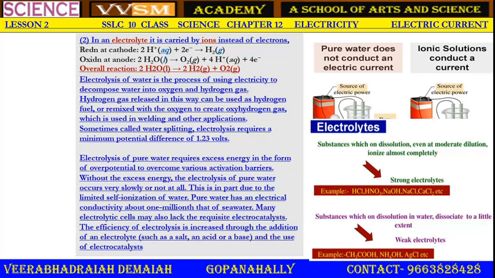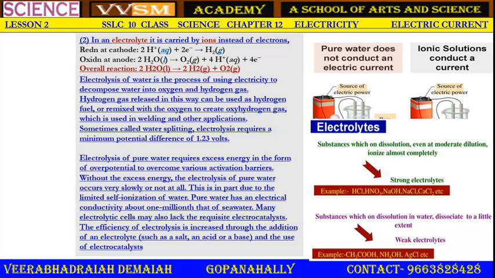You know, my dear friends, why we have to add acid, base, or salts to the water is that pure water does not conduct electricity or electric current. So to make it conductive, we have to add salts, base or alkali, or acid. That is called acidified or alkaline water. Therefore, substances which on dissolution, even at moderate dilution, ionize almost completely are electrolytes. The strong electrolytes and the weak electrolytes.